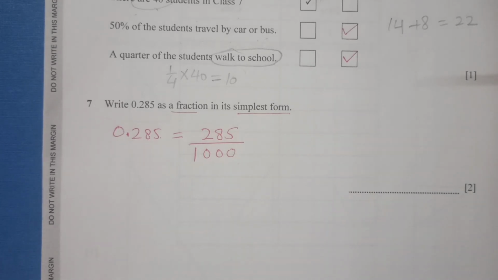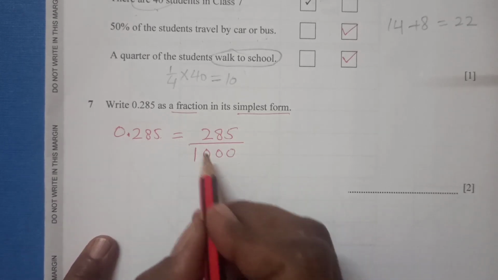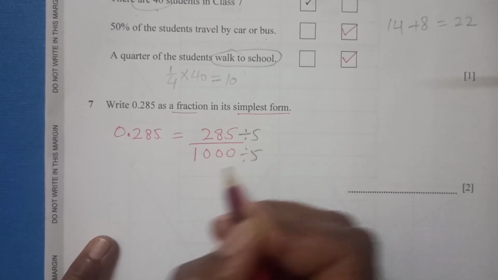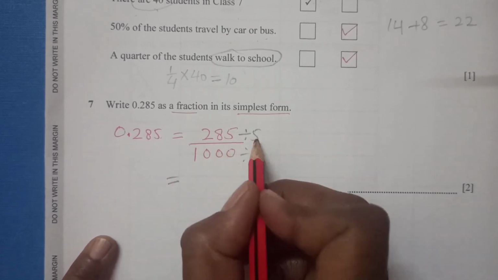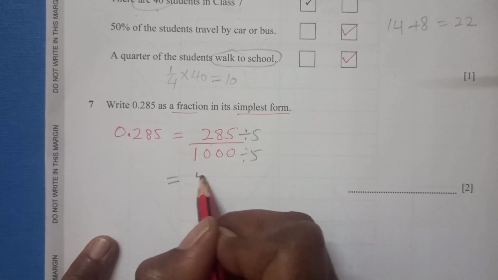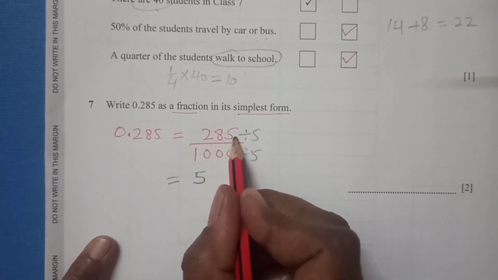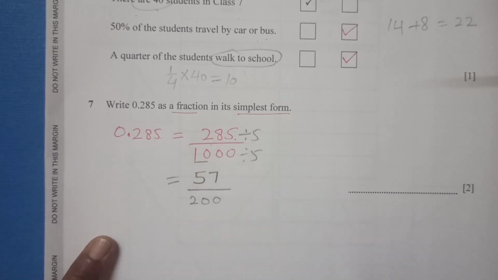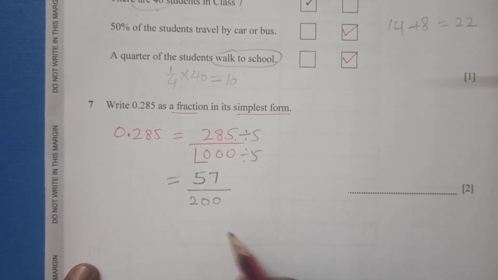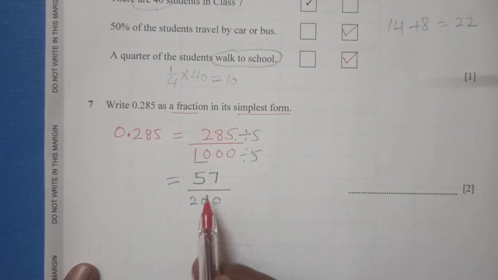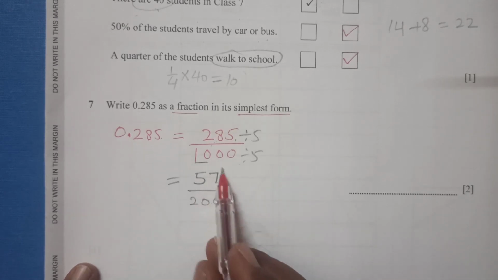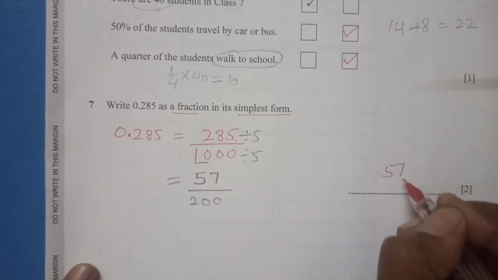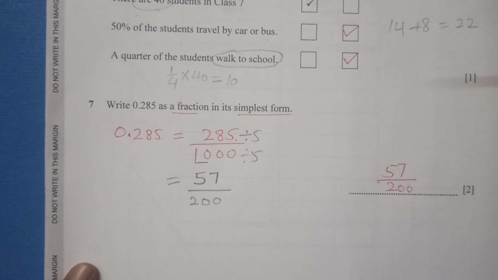Now again we have to divide by a common number. So we can divide it by 5, and the denominator is also divided by 5. 285 divided by 5 is 57, and 1000 divided by 5 is 200. So 57 over 200. 57 is not divisible by 2, and 5 plus 7 is 12, but 200 is not divisible by 3. So this is the final answer, 57 over 200.